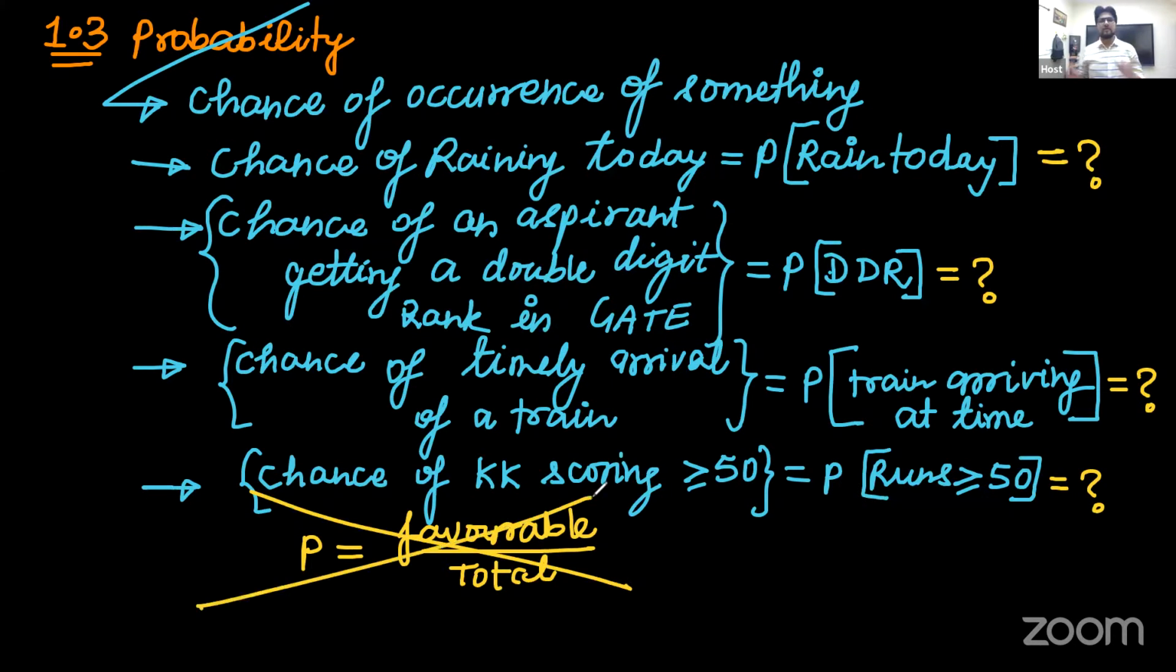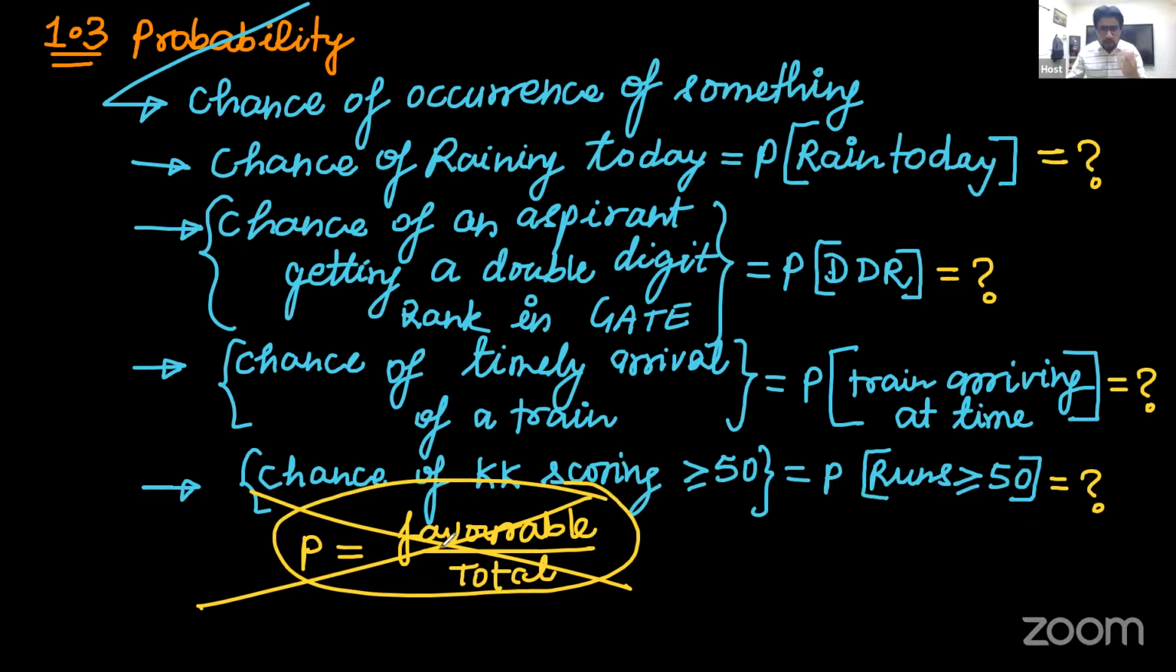This is total BS. This is not probability. Believe me, I will prove in today's session that this definition of probability that you have studied, favorable elements upon total elements, is not actually a fundamental definition of probability.